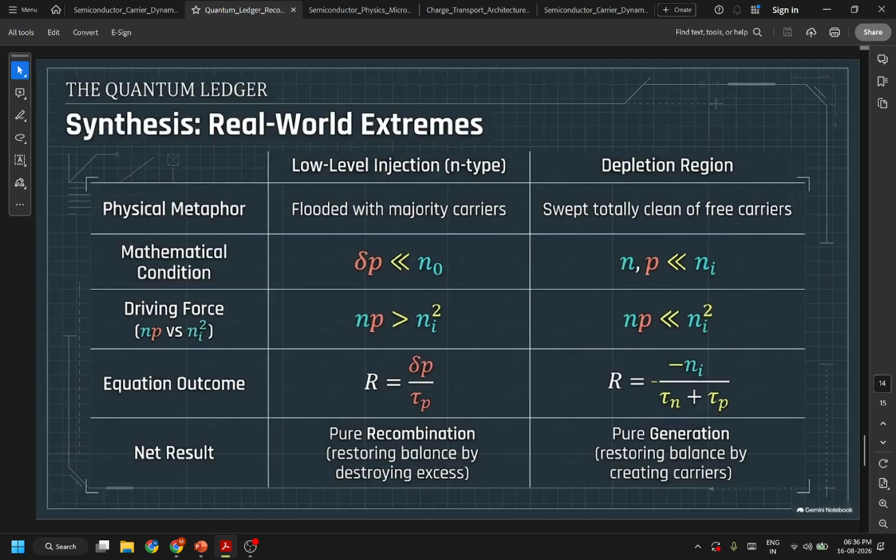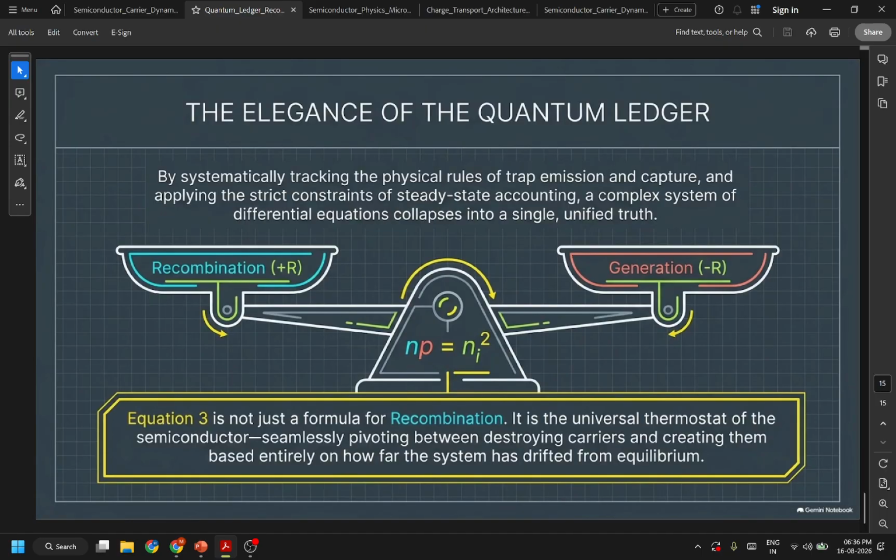This is what we just studied. By systematically tracking the physical routes of trap emission and capture and applying the strict constraint of steady state accounting, a complex system of differential equations collapses into a single unified truth.